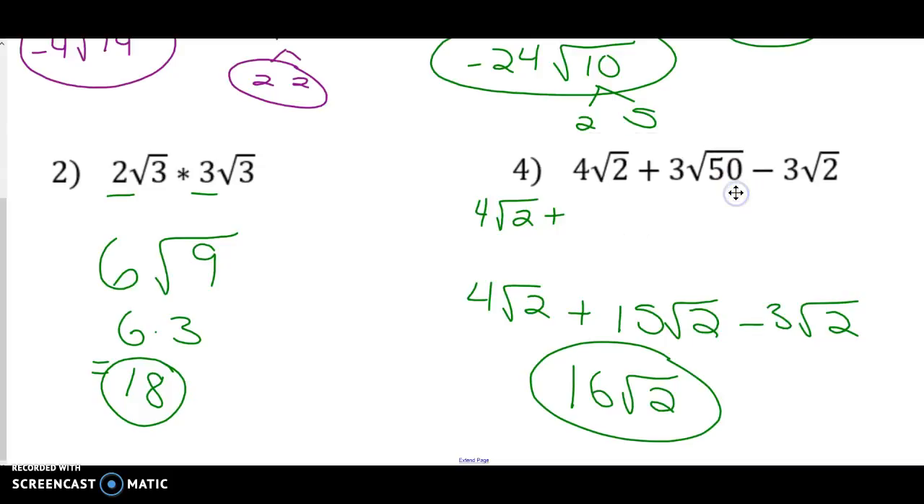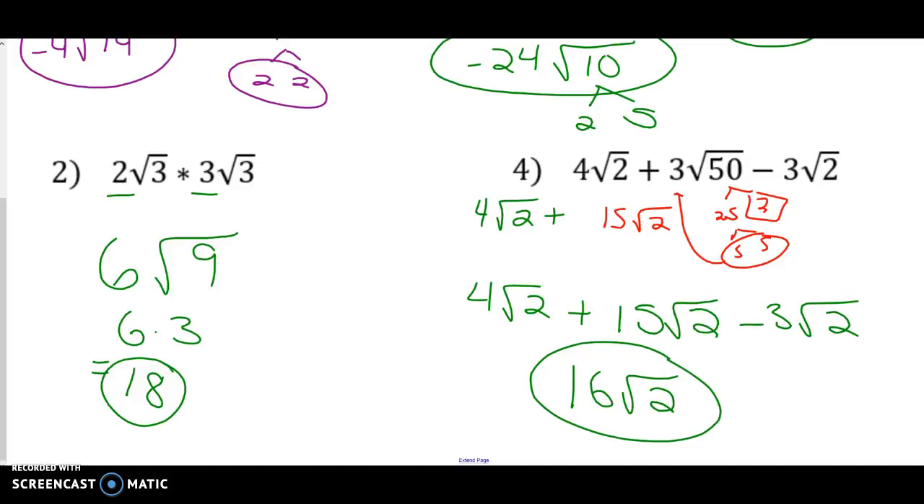You would just do a factor tree with 50. So you could do 25 and 2, 5 and 5. 2 stays home. So 5 comes out with 3, so you get 15. 2 stays home. It's always the same thing, we have to get the inside number the same in order to add them.